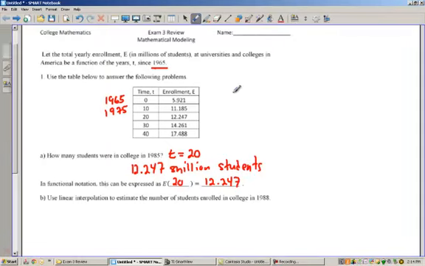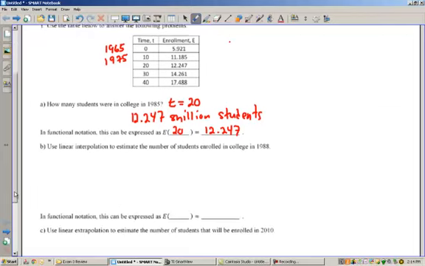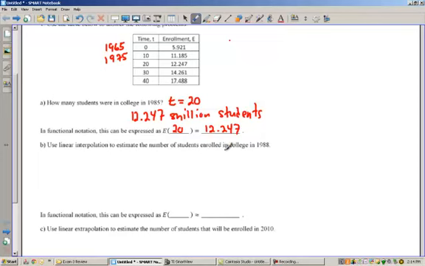Okay, so on the next part, it says use linear interpolation to estimate the number of students enrolled in college in 1988. So first, 1988 corresponds to T equal, well, it starts in 65, so 10 gets me to 75, another 10 gets me to 85, and 3 more gets me to 88, so T is 23. And so what I want to do is approximate the enrollment after 23 years. Now 23 is right between these two points, and so the idea is you say, okay, if I was going to estimate it, a good estimate might be about 12.247, but it's going to be a little bit more.